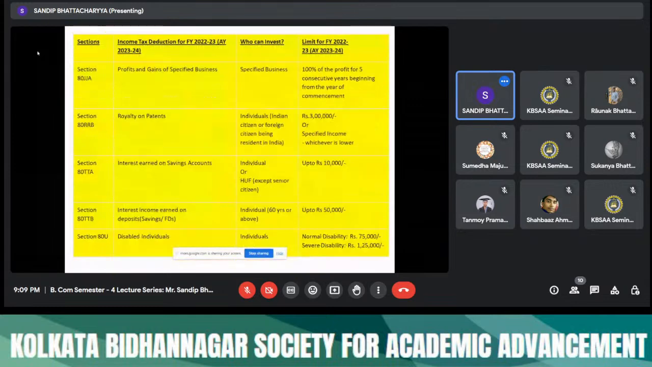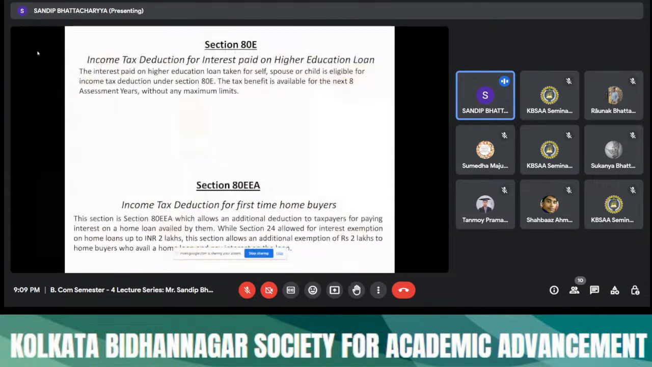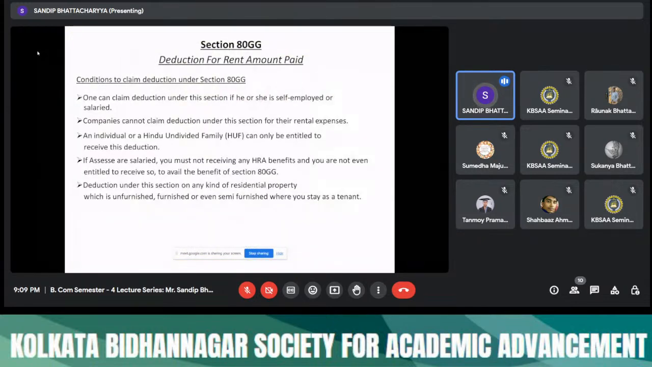Next is under section 80GG, that is deduction for rent. 80GG কি বলছি? So condition to claim under section 80GG, who can claim? He or she, self-occupied or salary or self-employed or salary, but companies cannot claim deduction under section 80GG.